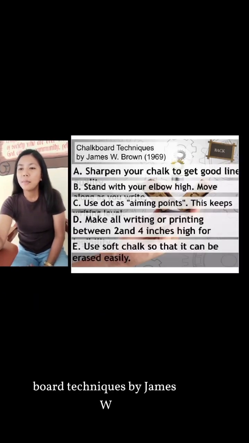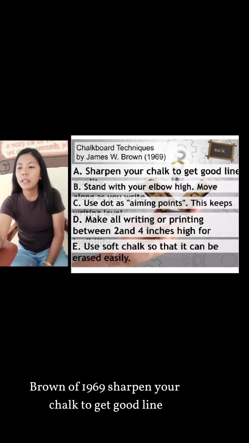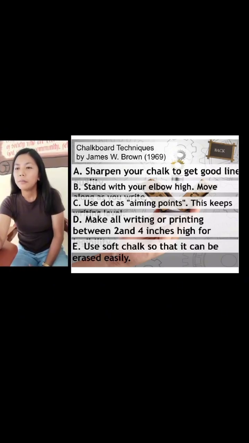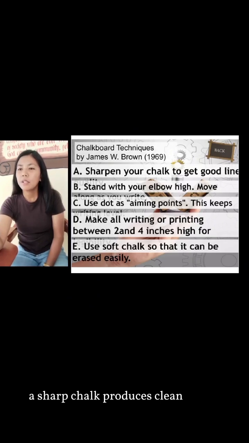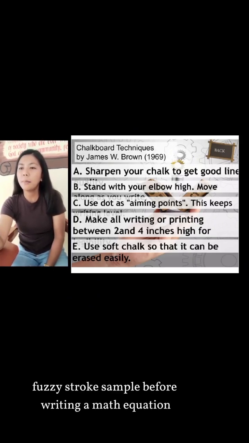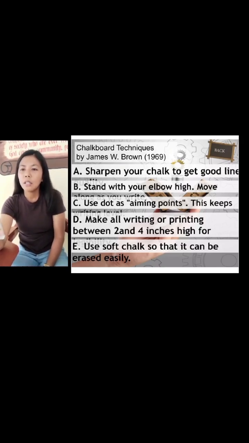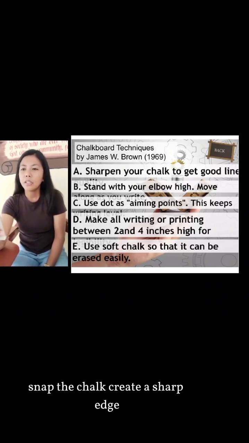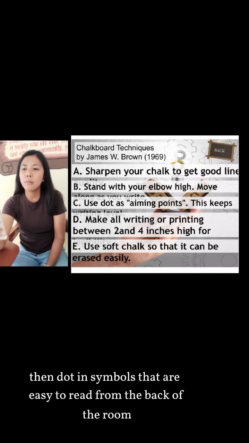Chalkboard Techniques by James W. Brown of 1969. Letter A. Sharpen your chalk to get a good line. A sharp chalk tip produces a clean, precise line instead of a thick, fuzzy stroke. Example: before writing a math equation, snap the chalk to create a sharp edge, then write symbols that are easy to read from the back of the room.